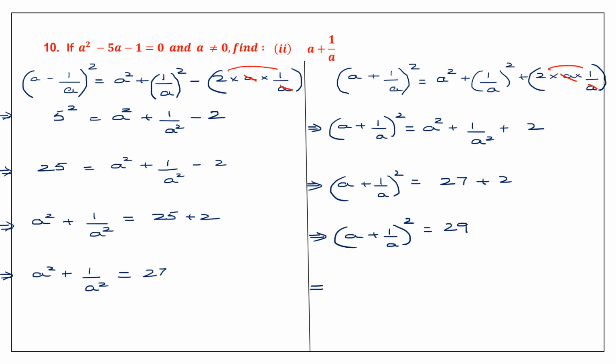That means to find only a plus 1 by a, we have to find the square root of 29. And this is just plus or minus. So we have found the value of a plus 1 by a, and that is plus or minus root 29.